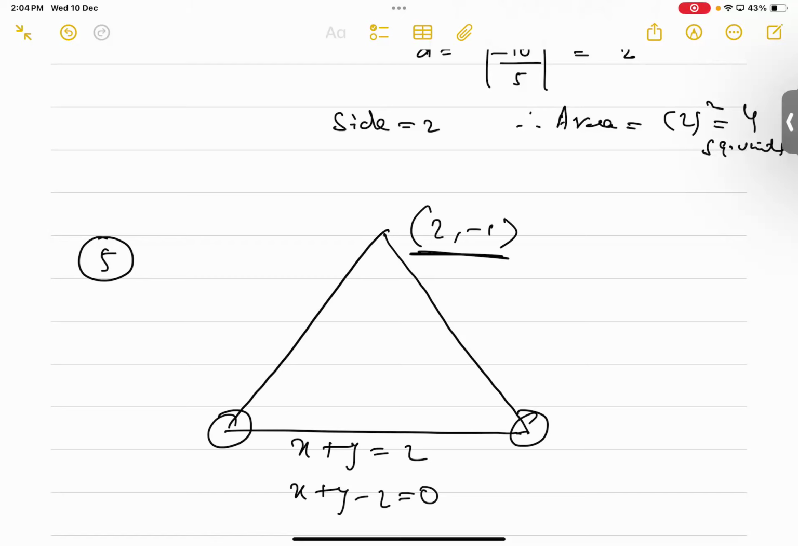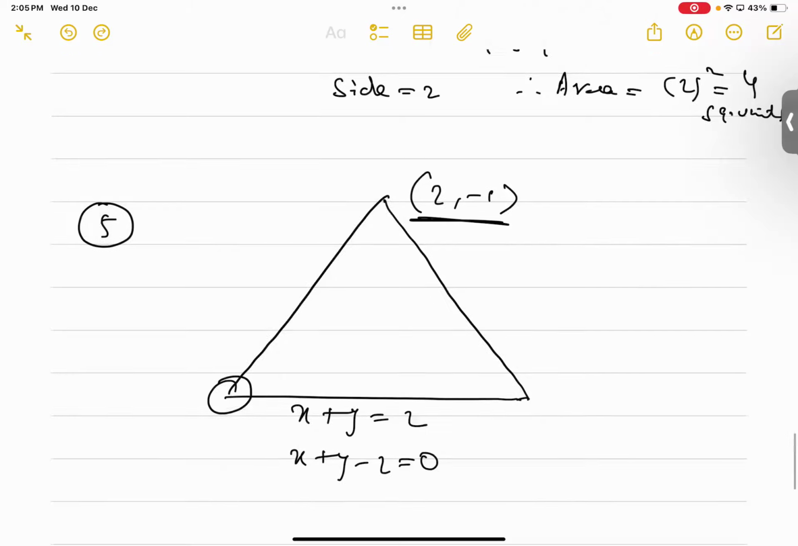That is a logical reason, but then conceptually try and understand, if we put this point over here in this line, will it satisfy this equation? What is 2 minus 1? 1. Is 1 equal to 2? No. That's why this point is not the vertex which is on the base. It's the opposite vertex. Okay. So this logic you can also apply in the previous problem. The origin is the opposite vertex to that of the line. Origin will not lie on the line given in the previous problem.